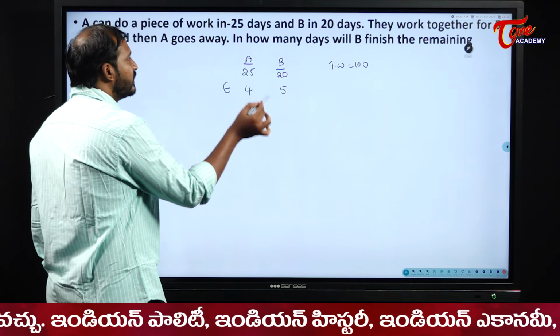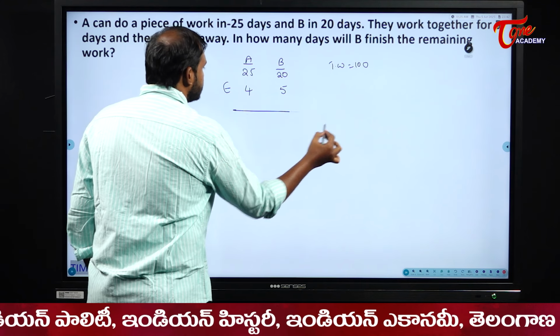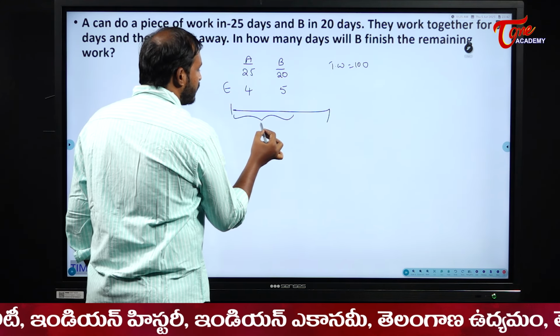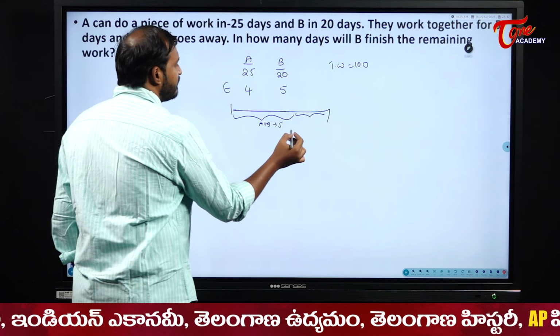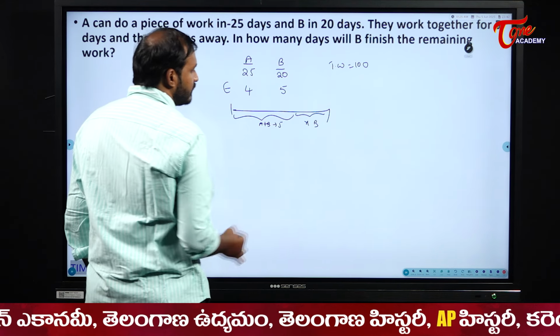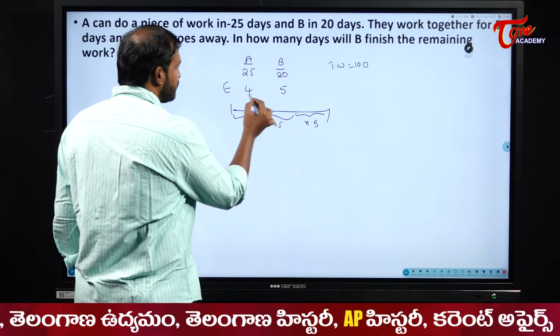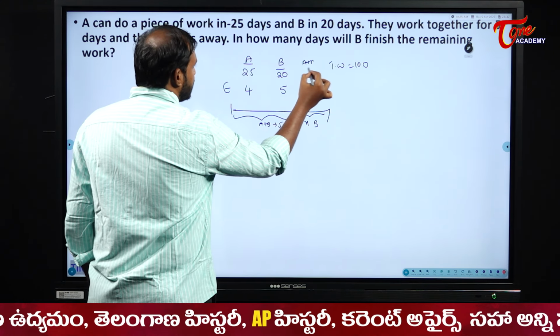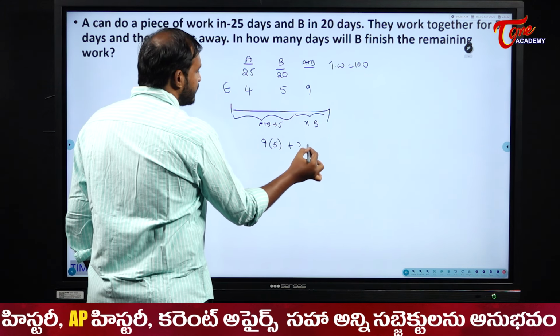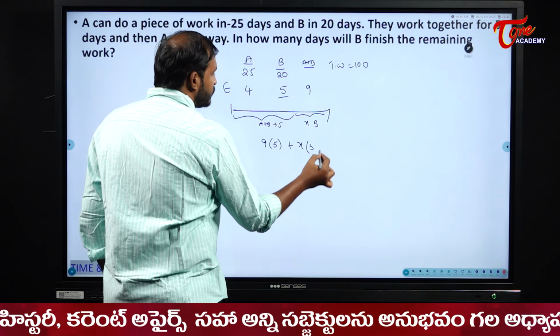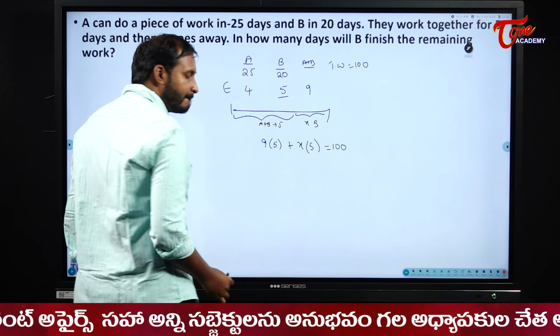Okay. Now they together work for how many days? 5 days. And the remaining work will be finished by B alone in some X days. So work done by A and B in 5 days is what? A plus B, what it becomes? 9. So 9 into 5 plus X into what is the efficiency of B? 5. This should be equal to my total work 100.